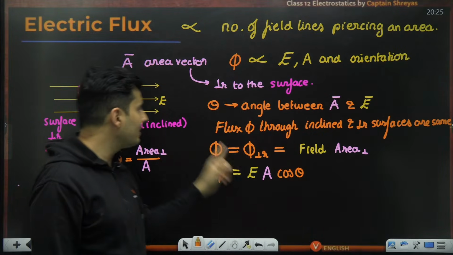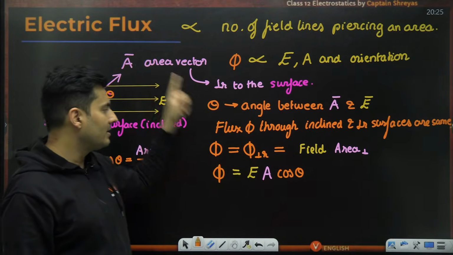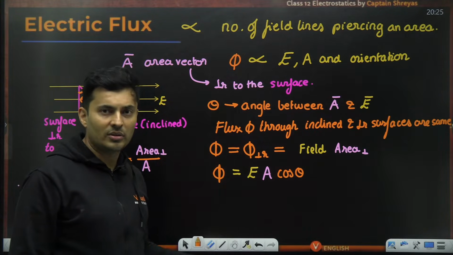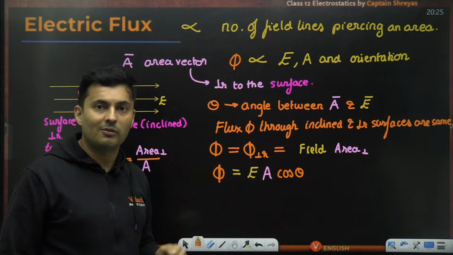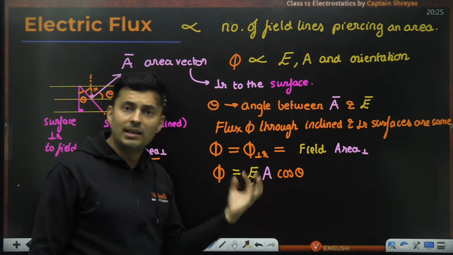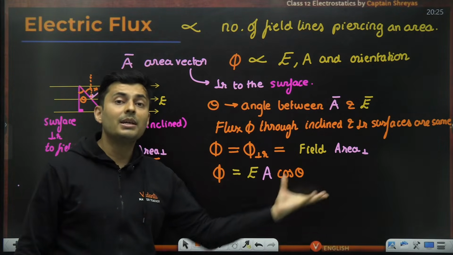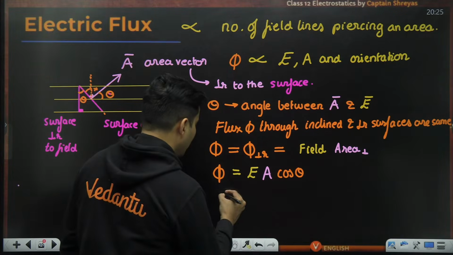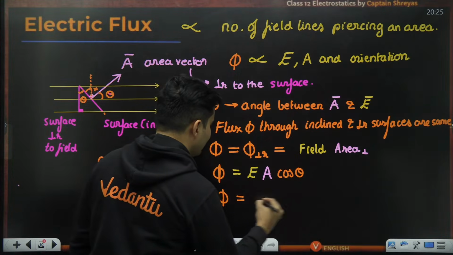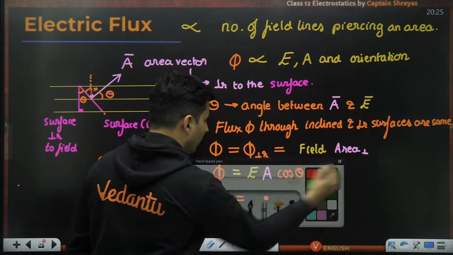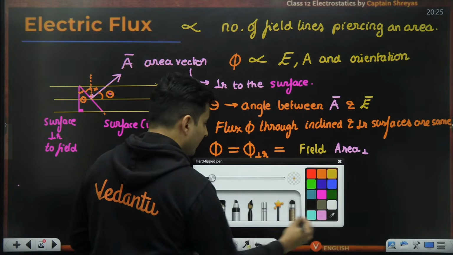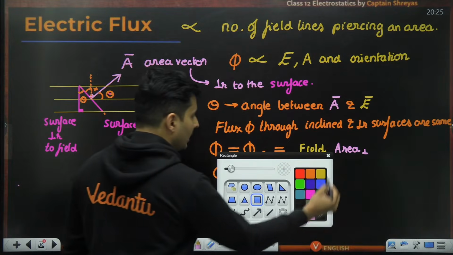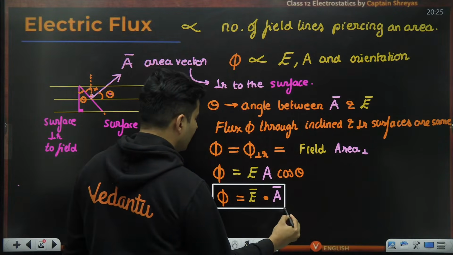But wait a minute, field is a vector. Area, I just defined it as a vector. The output is a scalar quantity and cos is also there. So I am reminded of the chapter of vectors where we had defined the multiplication of two vectors giving the result as a scalar quantity. That is then called a dot product. So I can just write this as phi is equal to the dot product of the electric field with the area vector.